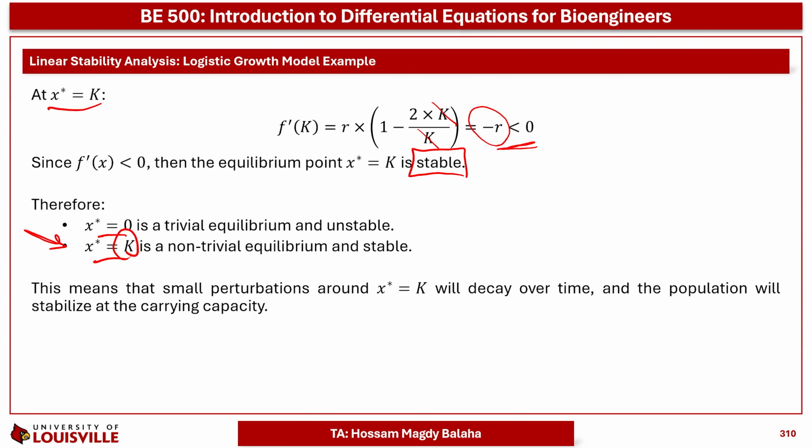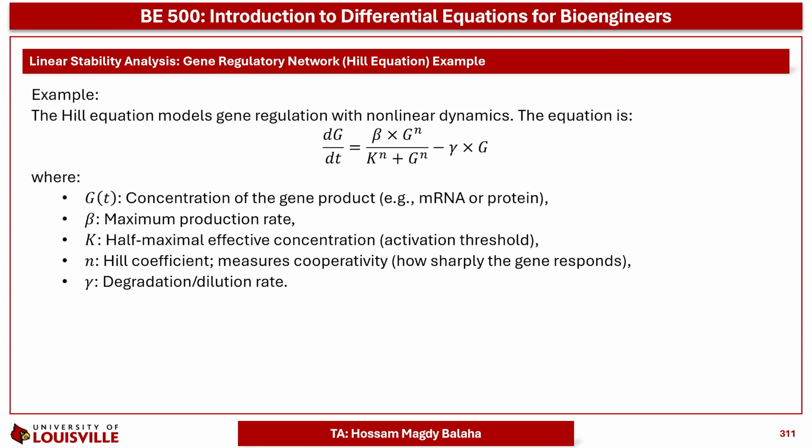and may not stabilize. Let's go to a second example for nonlinear dynamics, reflecting the Hill equation that models gene regulation. As the equation says, dg by dt equals beta multiplied by g power n over k power n plus g power n, minus gamma multiplied by g, where g is the concentration of the gene product, beta is the maximum production rate, k is the half maximal effective concentration, or we can say activation threshold, n is the Hill coefficient, and it measures how sharply the gene responds. Gamma is the degradation or dilution rate.